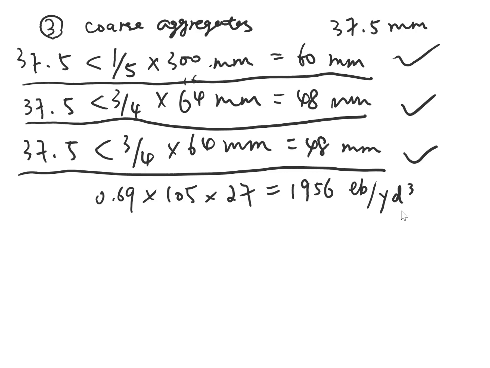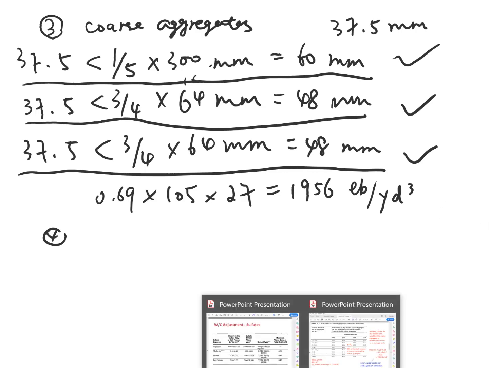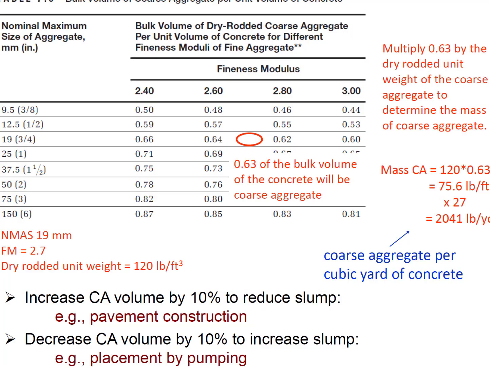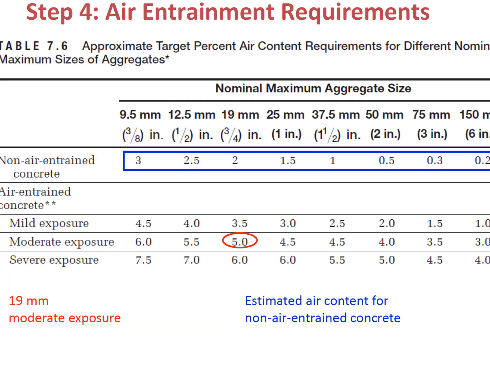Okay, next step, let's determine the air content. So let's check the previous slides. So the air content can be determined based on this table. So we need to know the nominal maximum aggregate size, which is 1 inch for this project. And then because it's air entrained, we need to know its mild exposure, moderate exposure, or severe exposure.